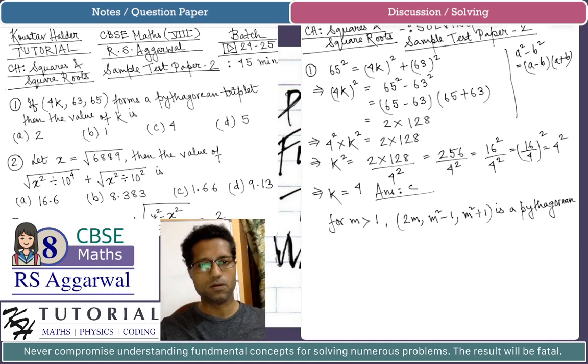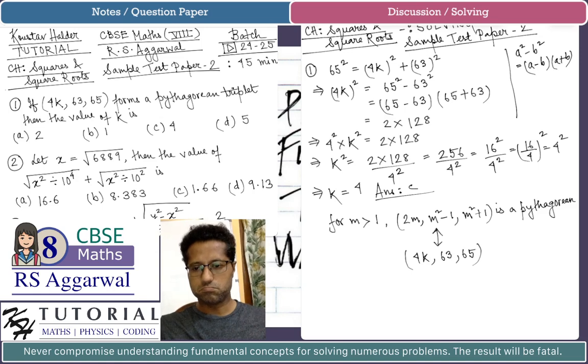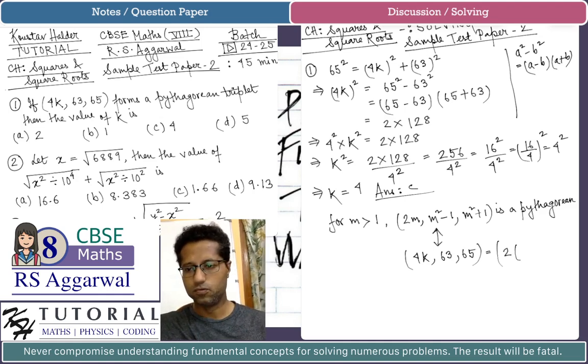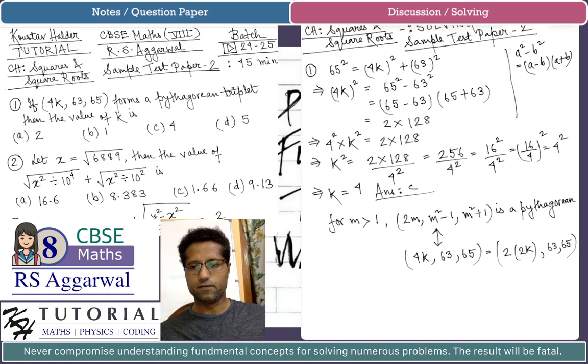Now if you compare this with the triplet given, 4k, 63 and 65, I can write this as twice of 2k, 63 and 65.